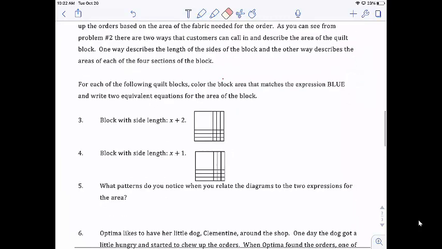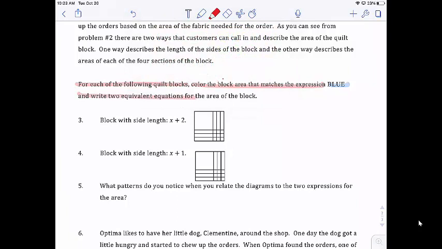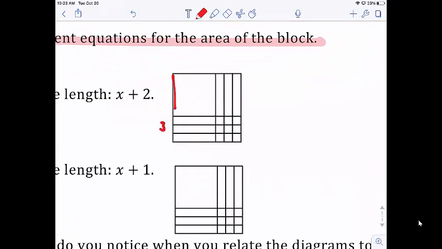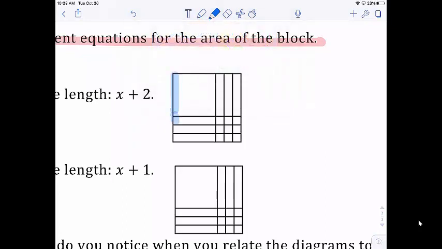We're going to do some more. And instead of you having to draw it, we've drawn it for you and you have to highlight the right area. So it says, for each of the following quilt blocks, color the block area that matches the expression blue and write 2 equivalent expressions for the area of the block. So for example, isn't this X plus 3 right here? But what do we really want? So it would be X plus 1, 2, X plus 2. Instead of you guys having to draw it, we just want you to shade in what it's really supposed to be. It's really supposed to be that.